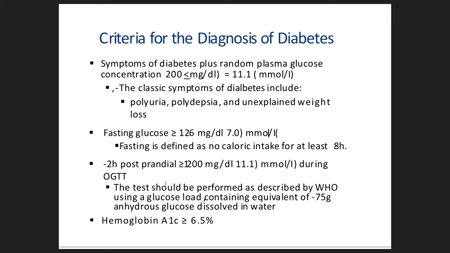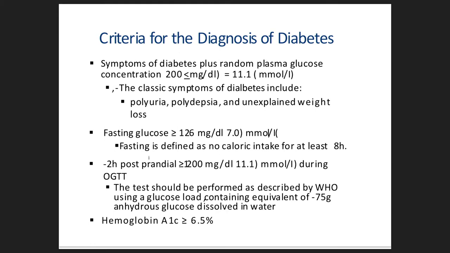Or when we do oral glucose tolerance test, by giving 75 grams of glucose, we test 2 hours after that, still diabetes is defined as more or equal to 200 milligram per deciliter. And the last criterion is hemoglobin A1C equal or more than 6.5%.